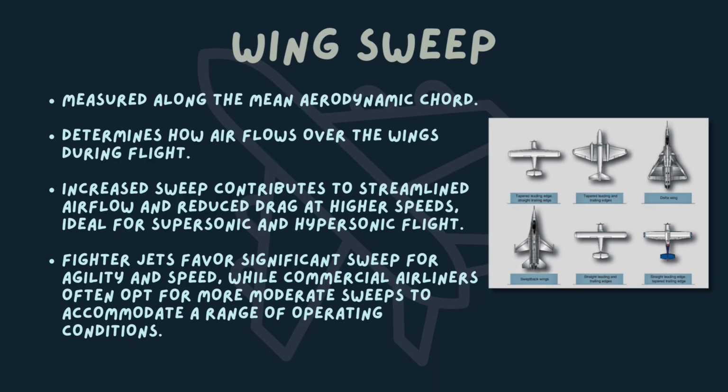The third part is the wing sweep. Wing sweep is measured along the mean aerodynamic chord to determine how air flows over the wings during flight. By calculating the wing sweep, we can know how increased sweep contributes to streamlined airflow and reduced drag at higher speed. It is ideal for supersonic and hypersonic flight. Fighter jets favor significant sweep for agility and speed, while commercial airliners often go for more moderate sweeps to accommodate a range of operating conditions. Like you can see in the picture, there are 6 types of wing sweep.